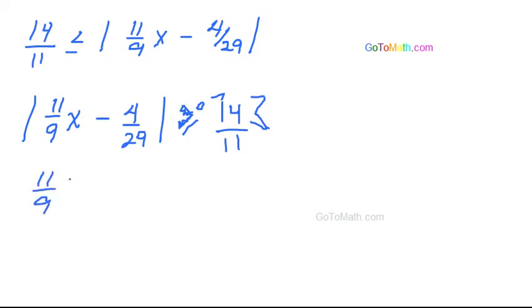So we've got 11 ninths x minus, I'm going to drop those absolute value bars, is greater than or equal to 14 over 11.